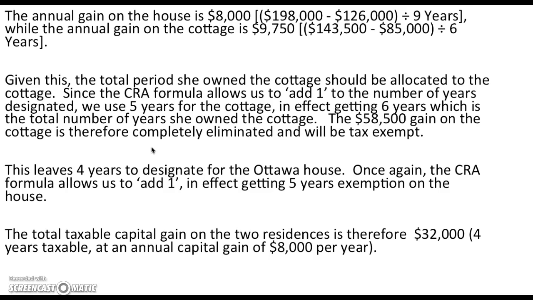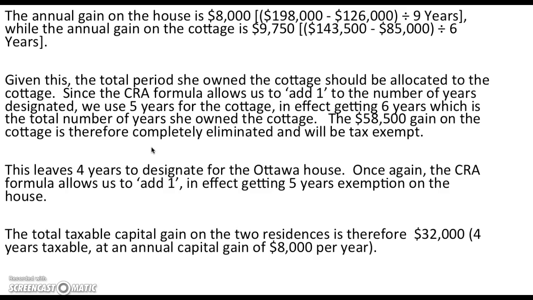Since the CRA formula allows us to add 1 to the number of years designated, we use 5 years for the cottage, in effect getting 6 years of tax exemption, which is the total number of years she owned the cottage. The $58,500 gain on the cottage is therefore completely eliminated and would be tax exempt. So that leaves us with 4 years to designate for the Ottawa house. And once again, the CRA formula allows us to add 1, in effect getting 5 years exemption on the house. So the total taxable gain on the 2 residences is therefore $32,000 that would be taxable.